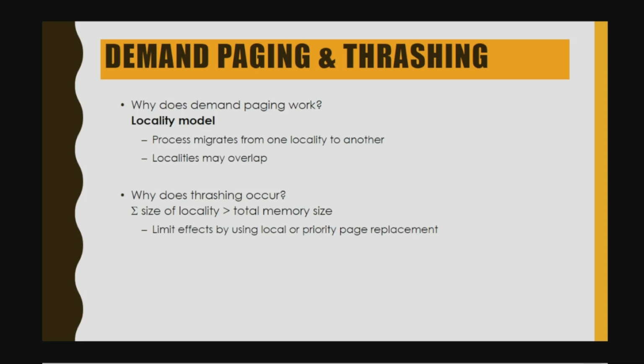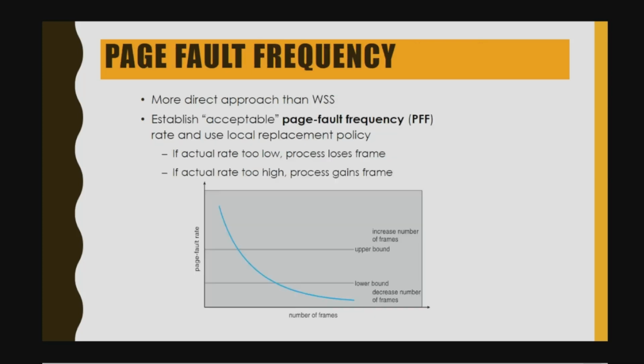Okay, the next point: the question about why thrashing occurs. Because the cumulative size of the localities is bigger than the total memory size. So this is the reason why thrashing occurs in the process in the memory. The effect is limited by using local or priority page replacement.